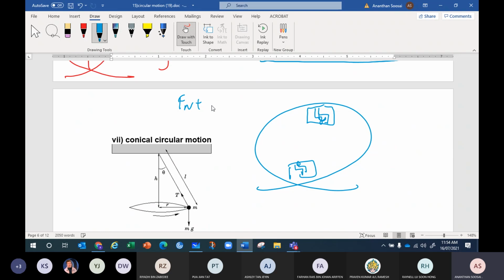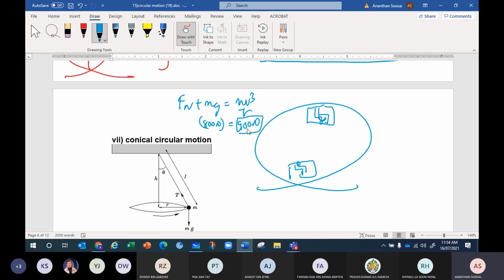The normal force plus mg equals mv squared over r, and this is the equation on top. Let's say your weight is 800 Newton. Let's say you are whirled with a speed such that on top you have a centripetal force requirement of 900 Newton.